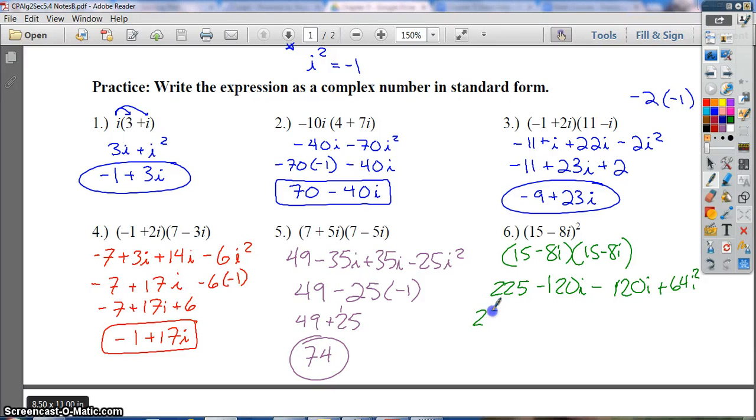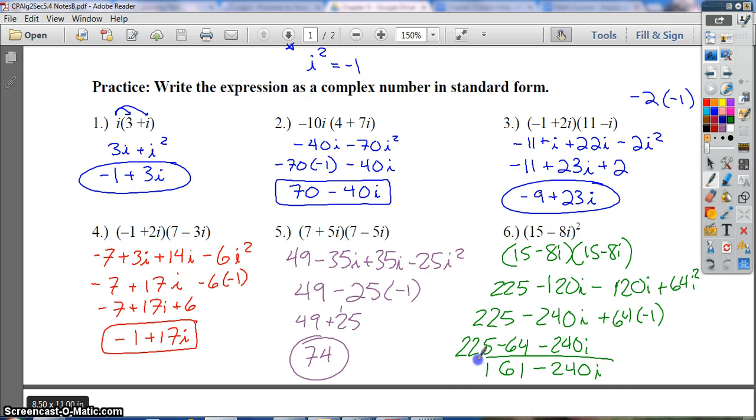So this is going to be 225. That's the 2. I just wrote it in front now. Minus 240i. This is going to be 64 times -1, which is basically -64. So we're going to have 225 minus 64 minus 240i. These two are going to make 161 minus 240i, and that's in standard form. All right, guys, that's basically it for 1 through 6. Let's go ahead and look at page 2.